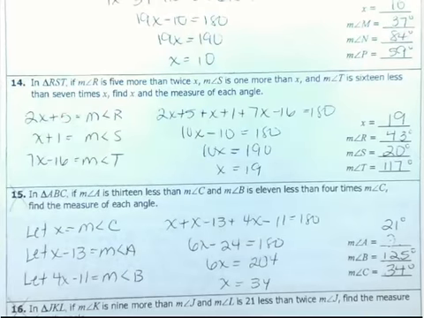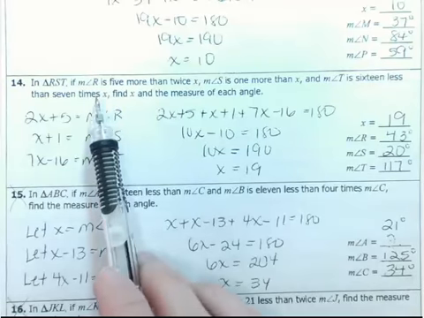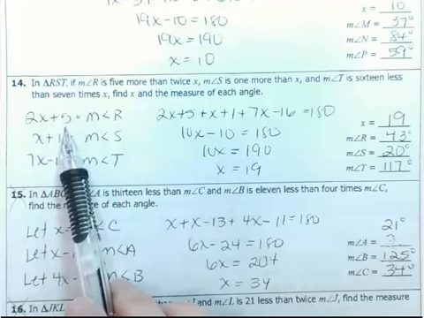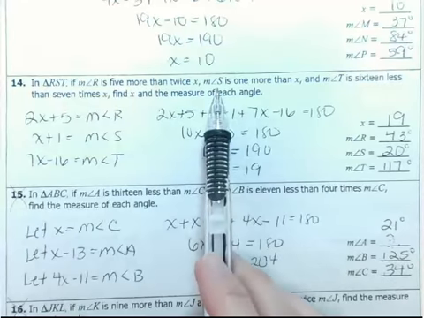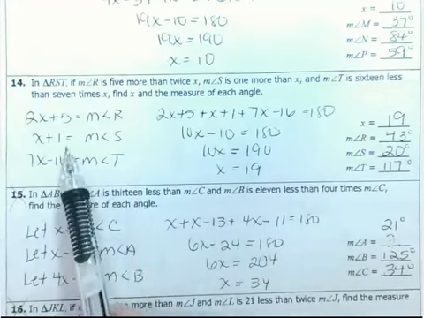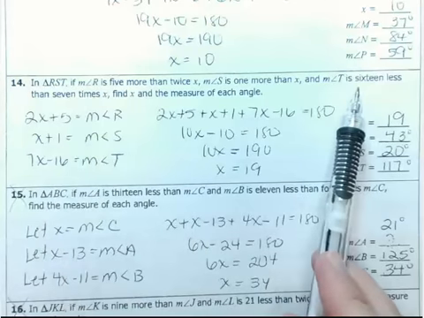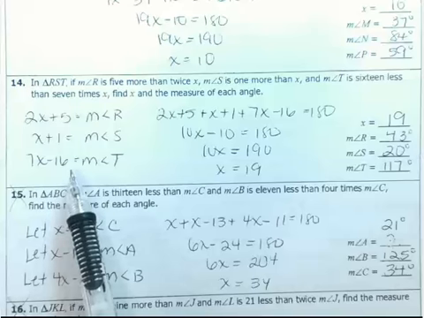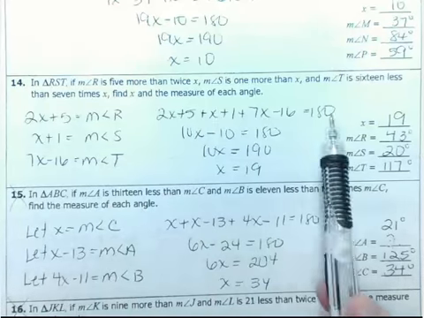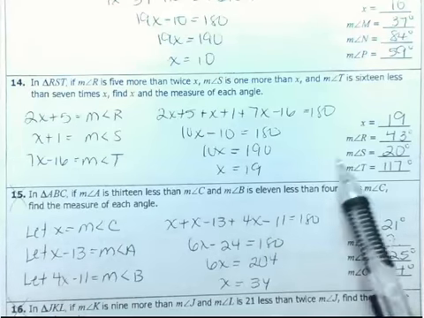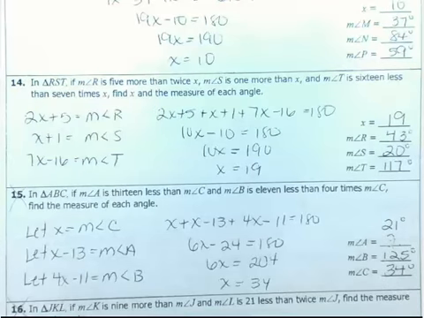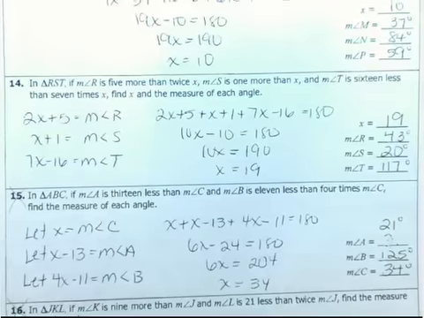Okay, here's number 14. So again, we have a word problem, and they tell us the measure of angle r is equal to 5 more than twice x, and measure of angle s is 1 more than x, and measure of angle t is 16 less than 7 times x. So once I've set up my expressions, they didn't give that to us, I add them all together and set them equal to 180. Make sure you take whatever x is and plug it back into your values to get the actual measurement for the degree measurement.